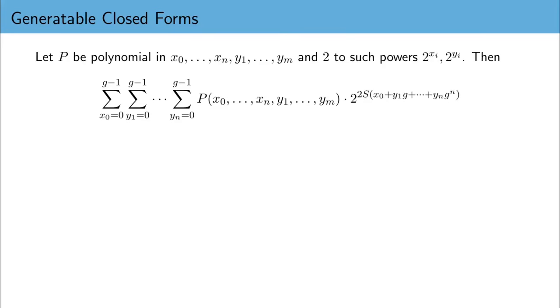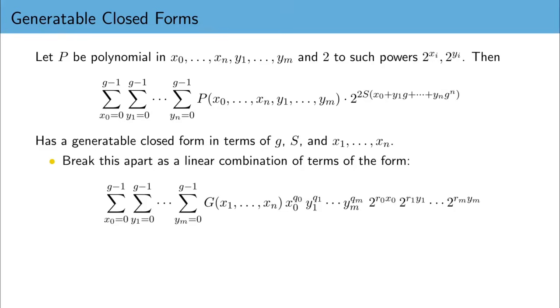So ultimately, we have some expression for our concatenation of our table of digit stabilized values that looks like this. For p, some polynomial in the x's, the y's, and 2 to the various x's and y's. And I claim that this multivariable sum here has a generatable closed form in terms of g, s, and the x's. And we do this by breaking this expression apart as a linear combination of monomial terms.